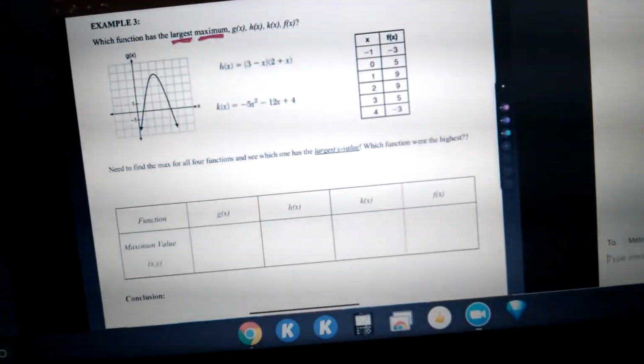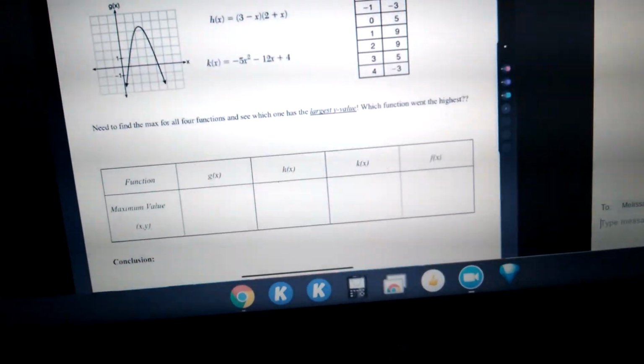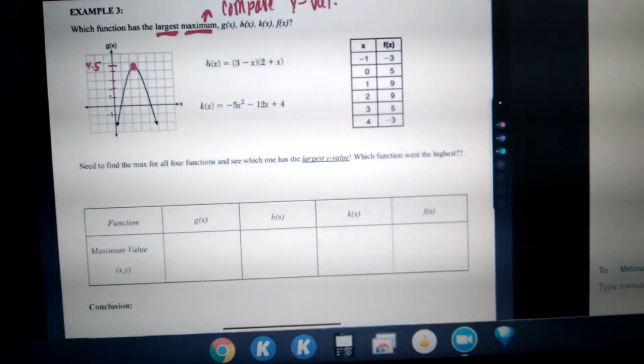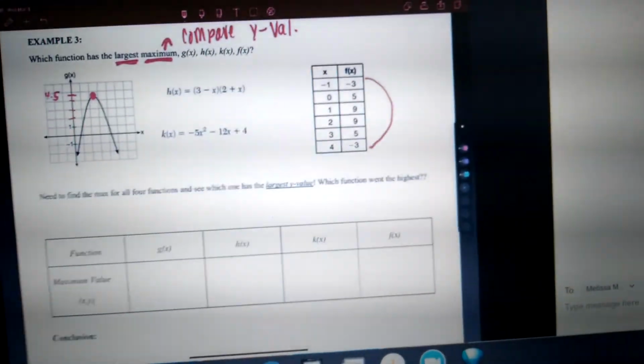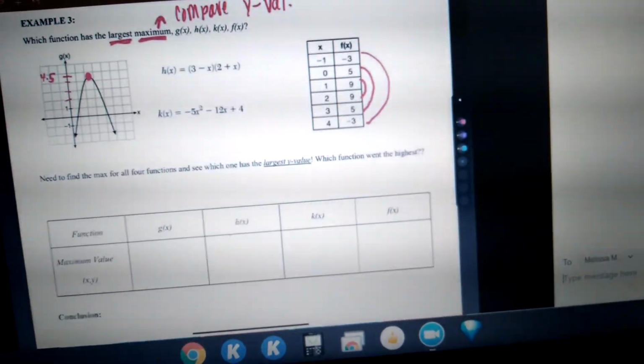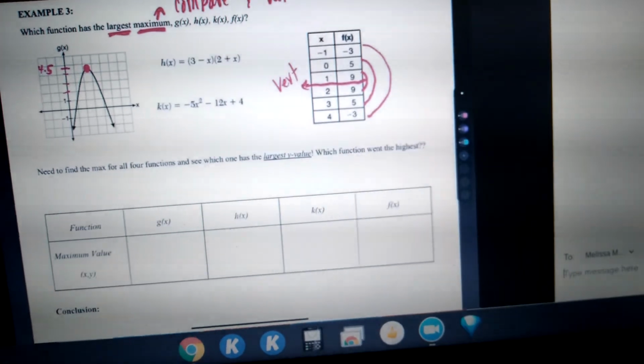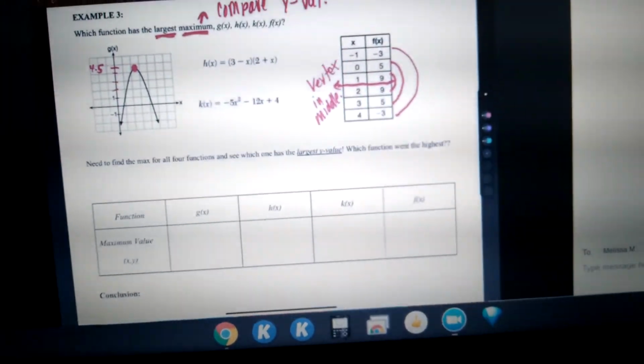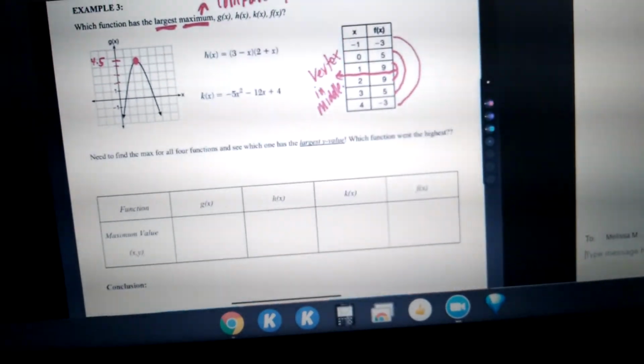This one is making you compare three functions. Which function has the largest maximum? Again, maximum, compare y values. Everybody understand? Don't go. Give me 3 minutes. So I look. P of x is up here. 1, 2, 3, 4. It looks like it's about 4.5. And then f of x is, let's see here, negative 3, 5. And then I look and I go, wait a minute, 9. My vertex is in the middle. Everybody understand? Okay. And then this one, I have to put it into the graphing calculator.